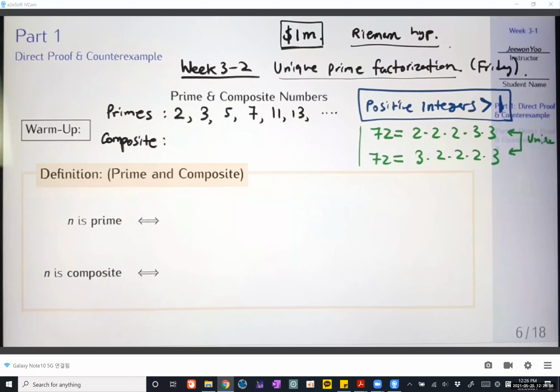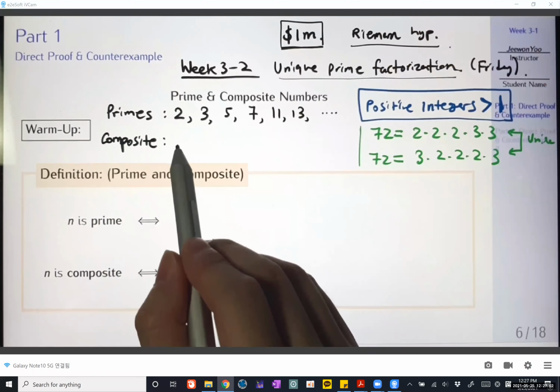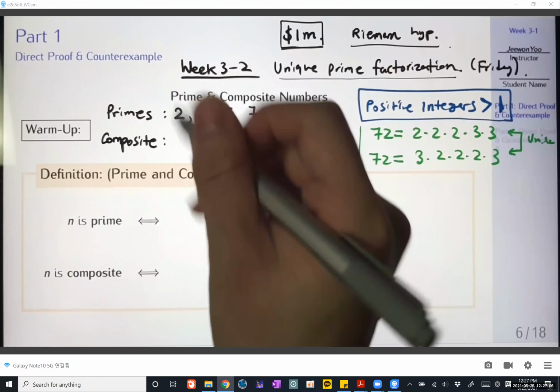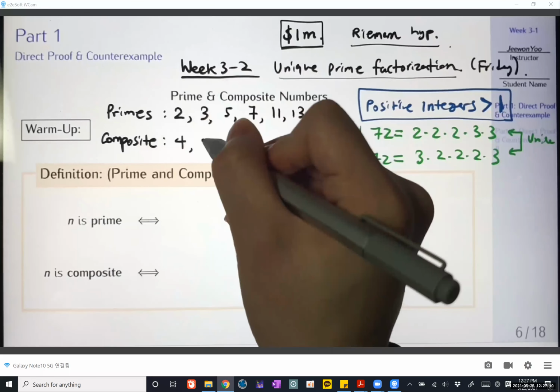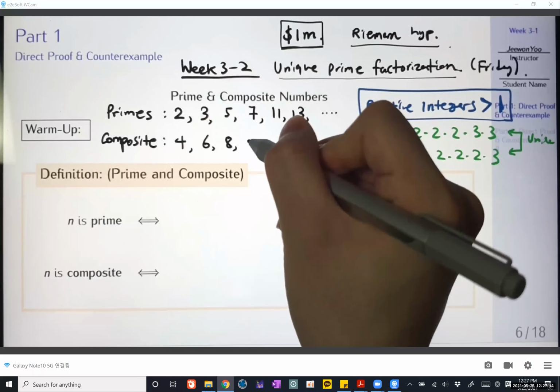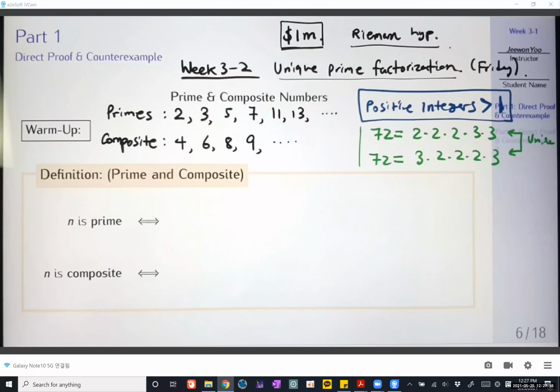Okay, cool. Composite numbers are integers greater than 1 that are not primes. For example, 4 is a composite number. And 6 is a composite number, 8 and 9 and so on. These numbers are composite numbers, right?